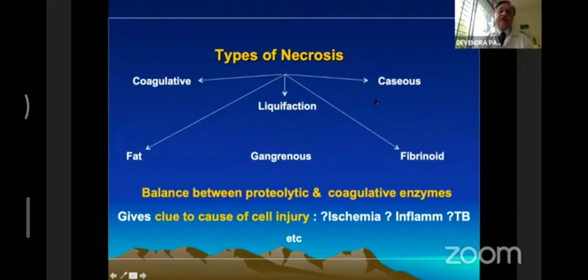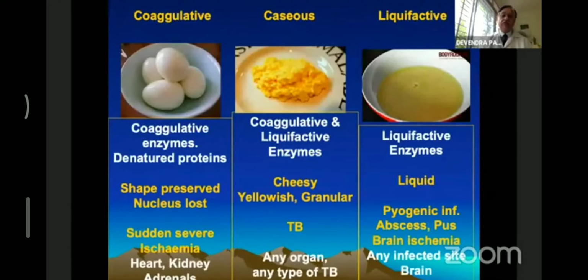Basically, these different types are caused because of the balance between the proteolytic, that is the liquefactive enzymes, and the coagulative enzymes which are present in that particular cell of that particular tissue. This different type also gives us the idea what was the cause, the etiology. Is it ischemia? Is it inflammation? Is it tuberculosis? Okay, so we will see what these three types of necrosis actually are and what is their morphology.